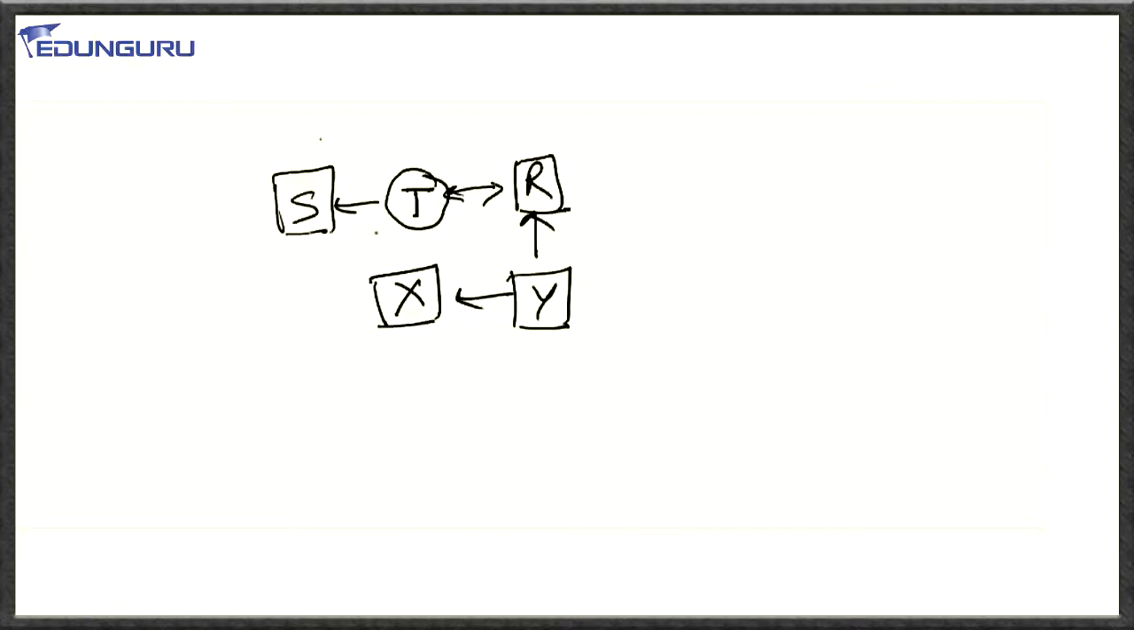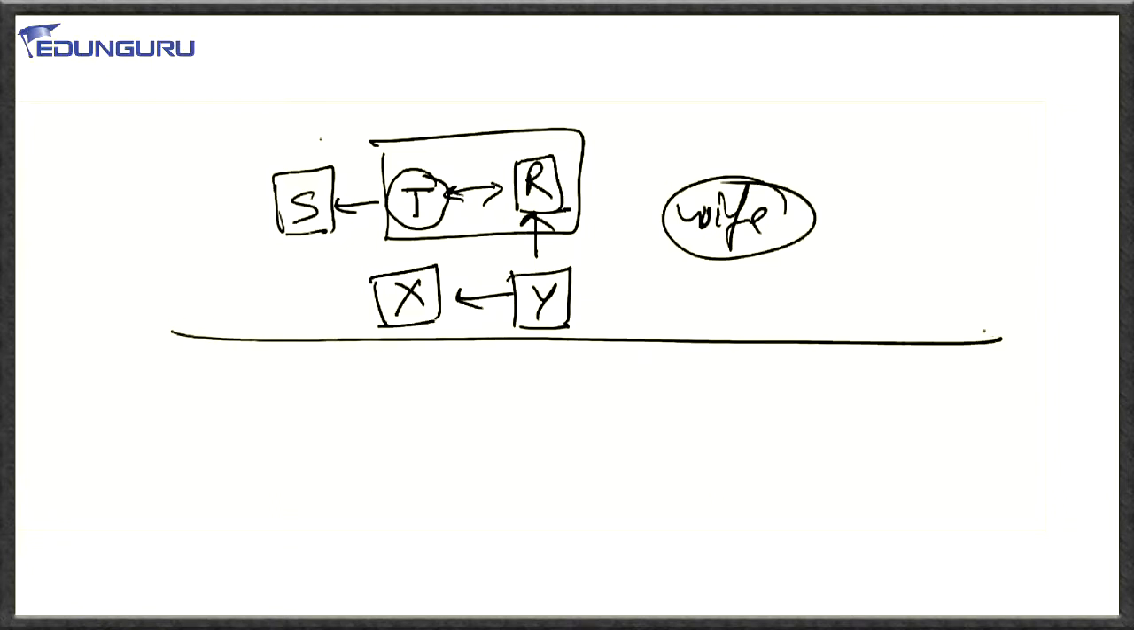Now what is the relation you need to find? How is T related to R? That is the question asking. So T is wife of R. So the answer will be wife. Got it? Yes, sir. Good. Let's take one more example.